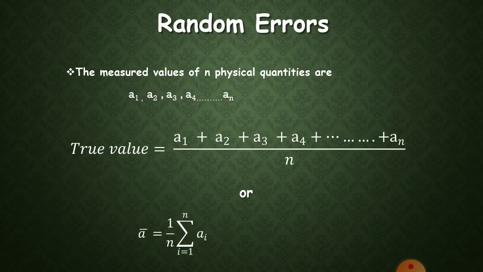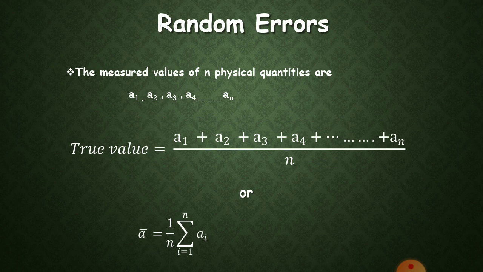Suppose A1, A2, A3 up to An be the n measured values of a physical quantity, then its true value A bar is given by the arithmetic mean, that is A1 plus A2 plus A3 plus A4 up to An divided by n. This gives you the true value, and the true value is represented by A bar, and in the form of summation you can write it as you are observing here. The summation means the sum of the values, that is summation of ai, where i is starting from 1 and ending at n.